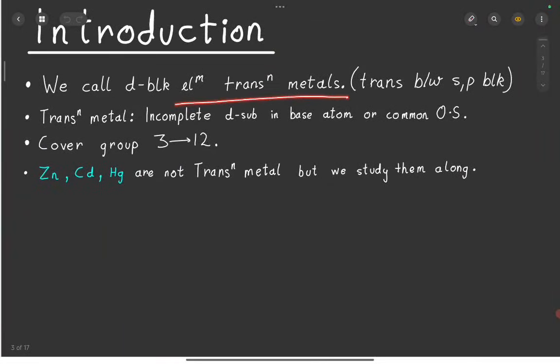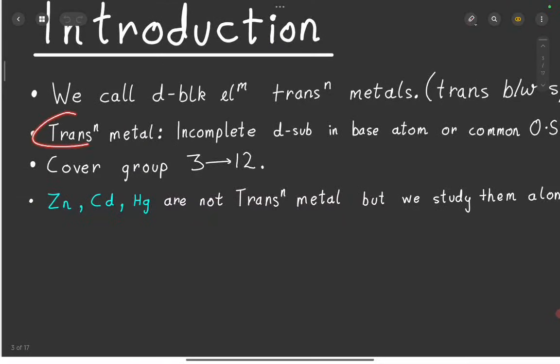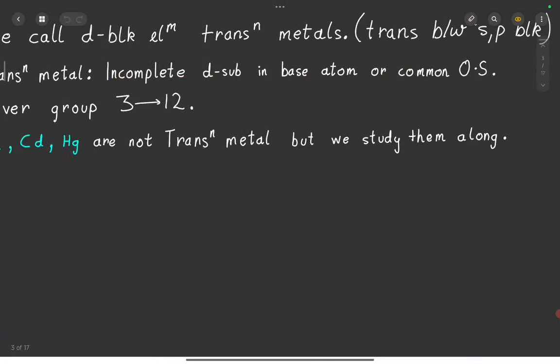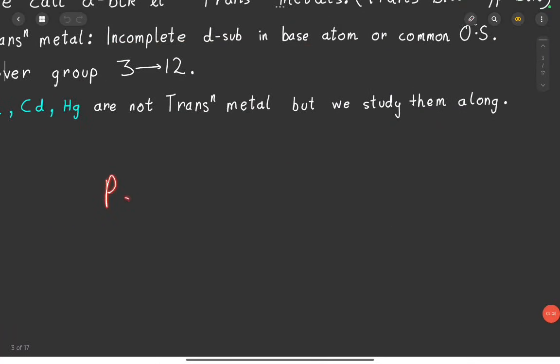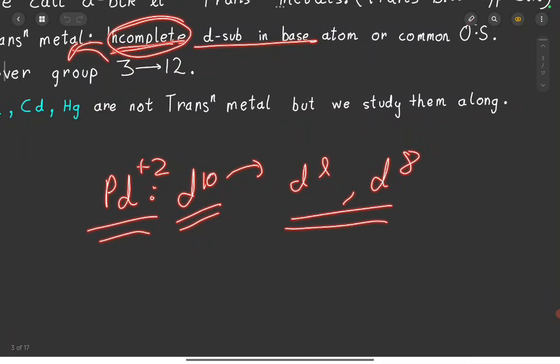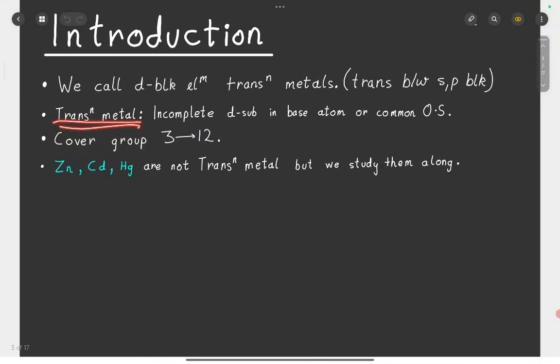We call d block elements transition elements because they are in transition between s and p block. What is the formal definition of a transition metal? It is basically a metal which has an incomplete d subshell in its base atom or its common oxidation state. For example, palladium has a full d10 electron configuration, but if we oxidize palladium, it will lose electrons and become d9, d8. It will have an incomplete d subshell, and that is why we call palladium a transition metal, and the same for all the others, which may seem like exceptions but aren't.